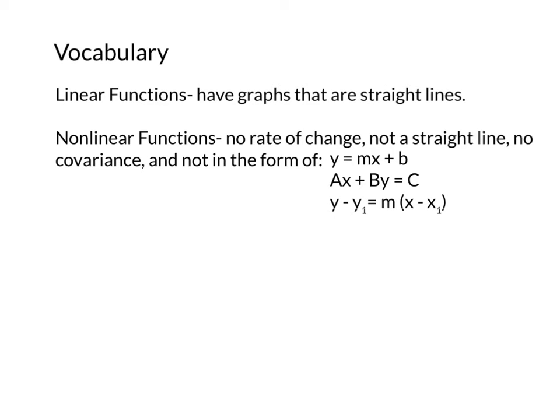Vocabulary. So we have the vocabulary word linear functions, and we know that linear functions have graphs that are straight lines. Nonlinear functions have no constant rate of change, maybe it's not a straight line, and it's not in the form of y equals mx plus b, ax plus by equals c, or point slope form, y minus y1 equals m multiplied by the difference of x and x1.